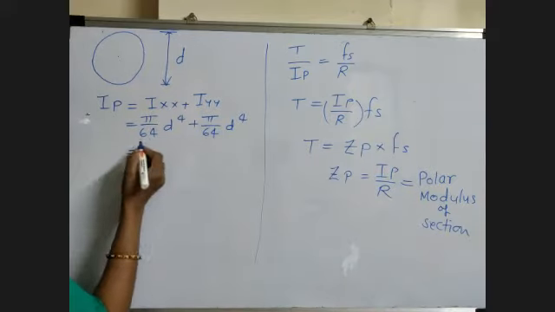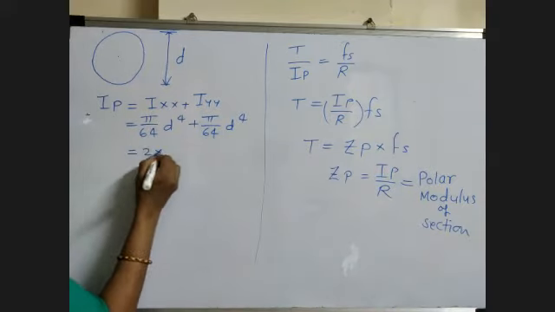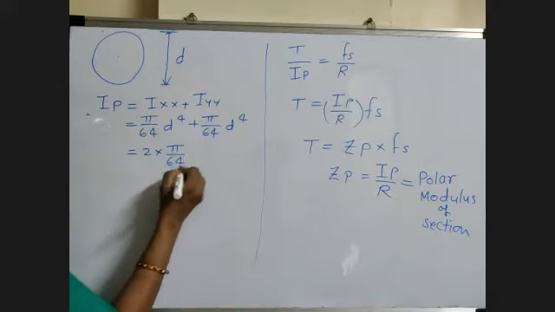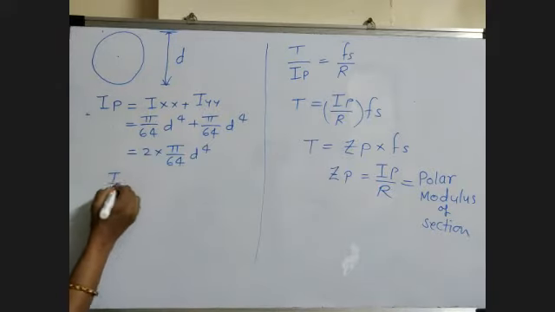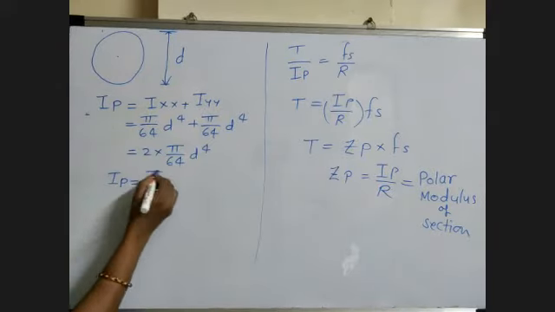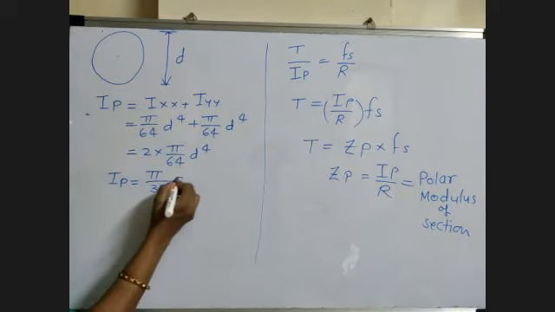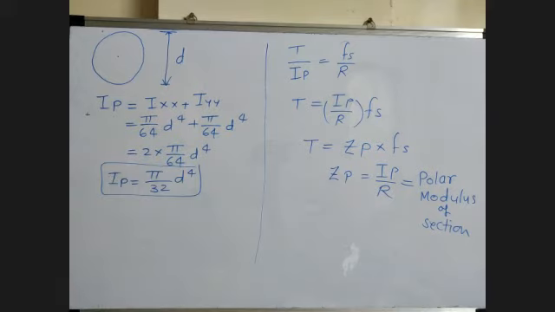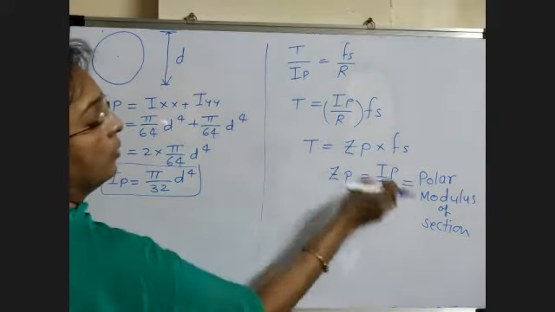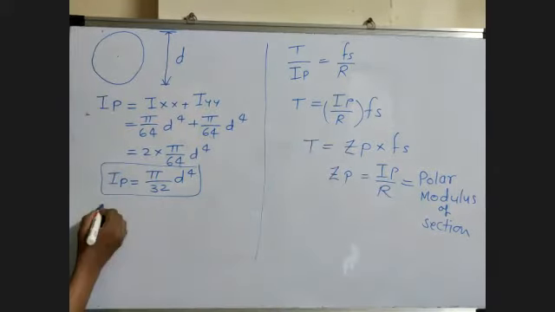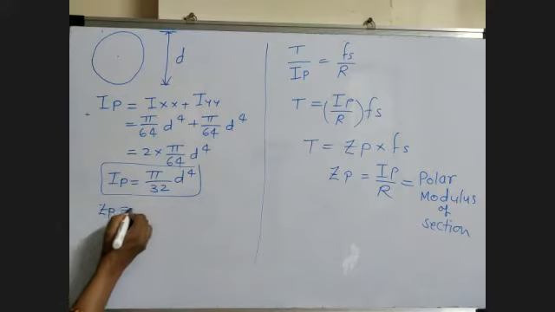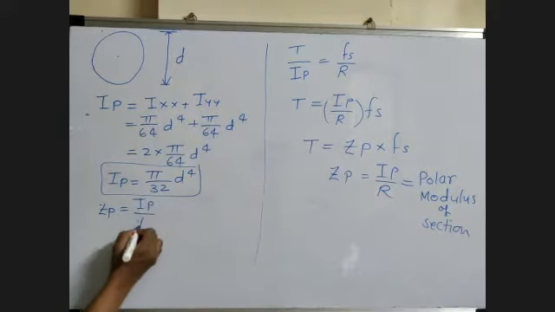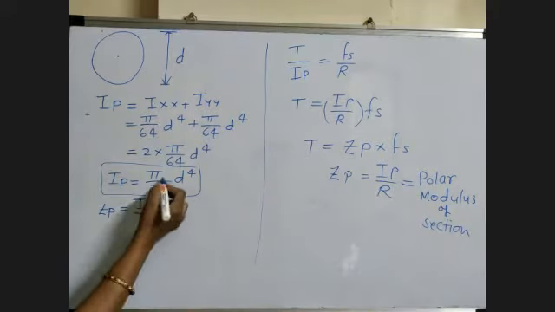Now we add these two: 2 into pi by 64 d raised to 4. The 2 and the 64 get cancelled, so this is pi by 32 d raised to 4. This is the value of Ip, the polar moment of inertia for a solid shaft. Now we put this value here. So Zp is equal to Ip upon R. Now we put this value instead of Ip.